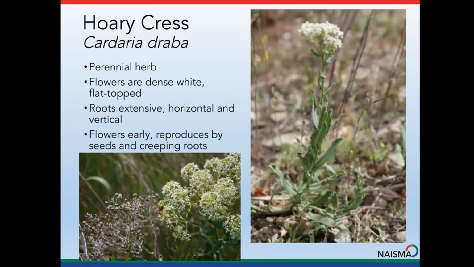This is a smaller white flowered mustard. I actually think it's more of a cream petal than a white. If you have a lot of mustards in mind, you might agree with me. It has an extensive horizontal and vertical root system, so really challenging to manage in systems that maybe are tilled because of its perennial nature. It flowers early. It can reproduce once again by those roots and seeds.